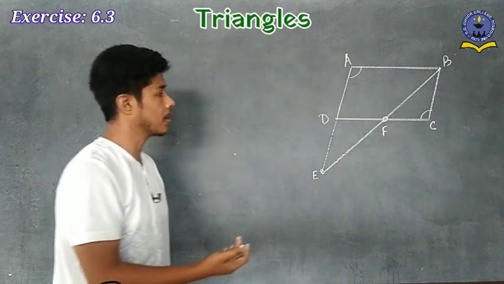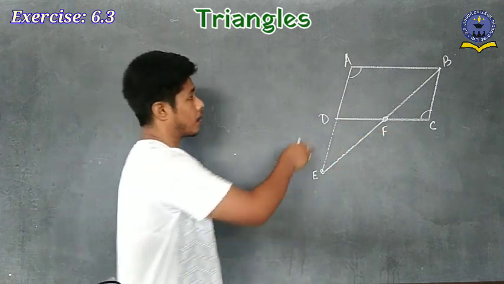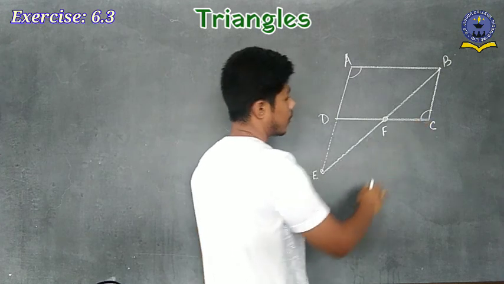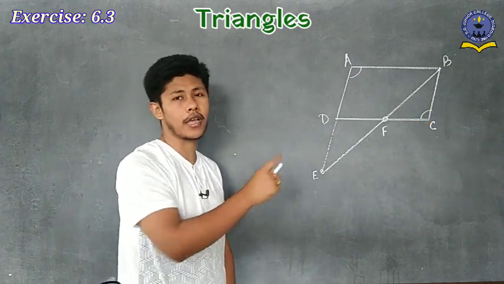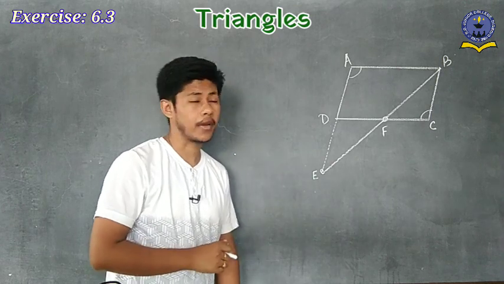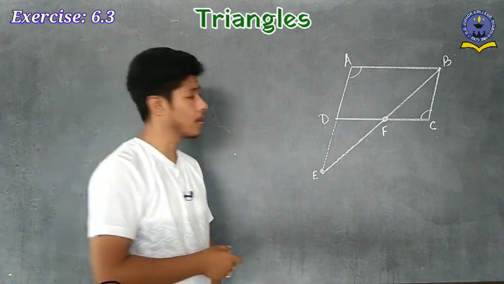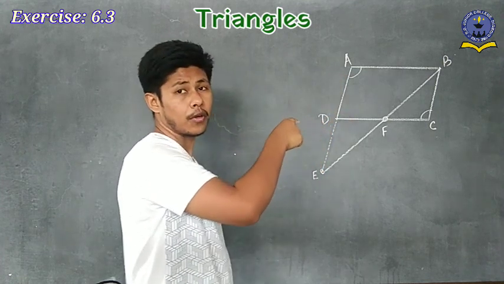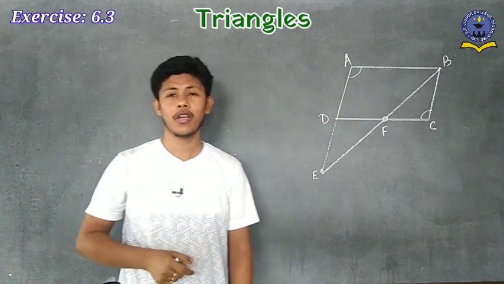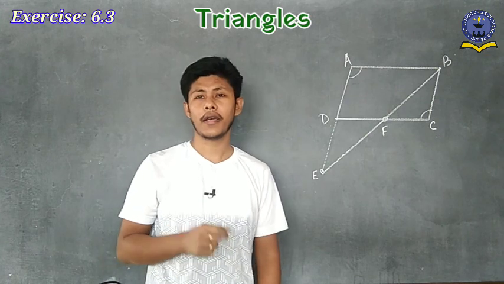So easily we can find out here one angle, which is angle A is equal to angle C, as well, because it is a parallelogram, that's why their opposite angles are equal. First one. Now next one is, if you again see here, since ABCD is a parallelogram, the property of parallelogram is what? Opposite sides are equal and parallel.